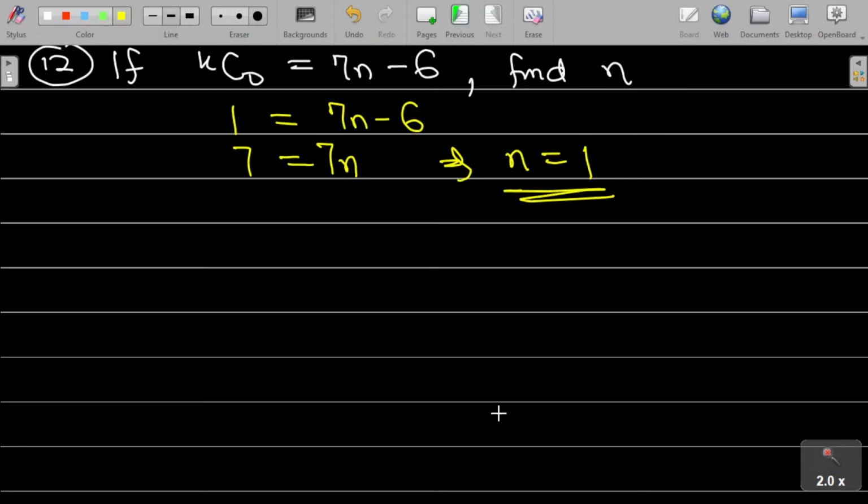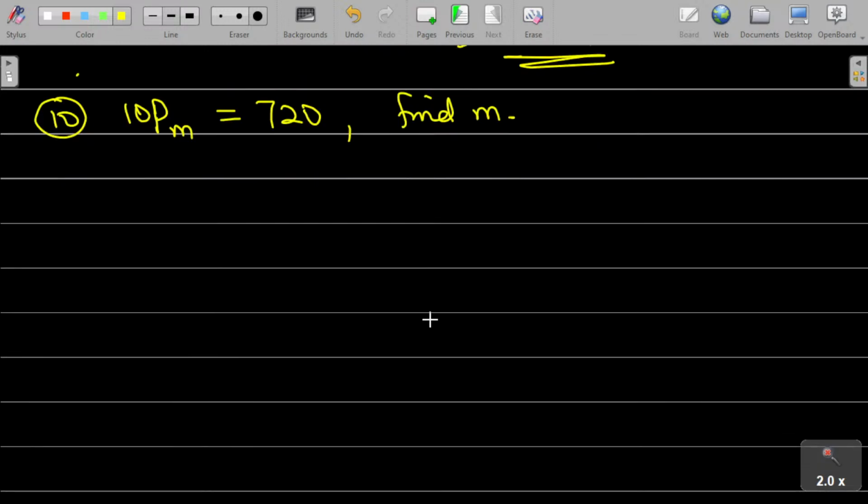All right. Okay, so let's go to number 10. Number 10 is a very tricky question, and that's why I said let's do it after combinations. Okay, so let's go there. It says if 10 permutation m is equal to 720, we should find m. This question is very tricky.